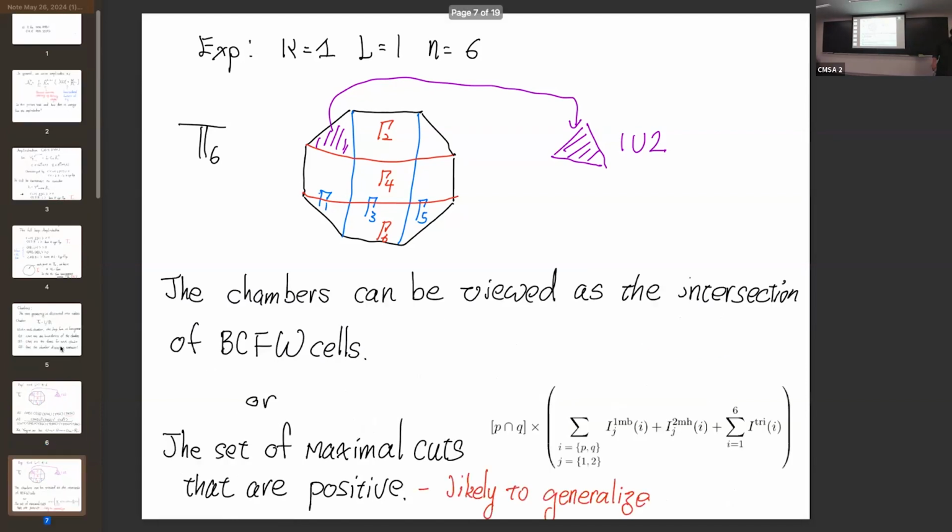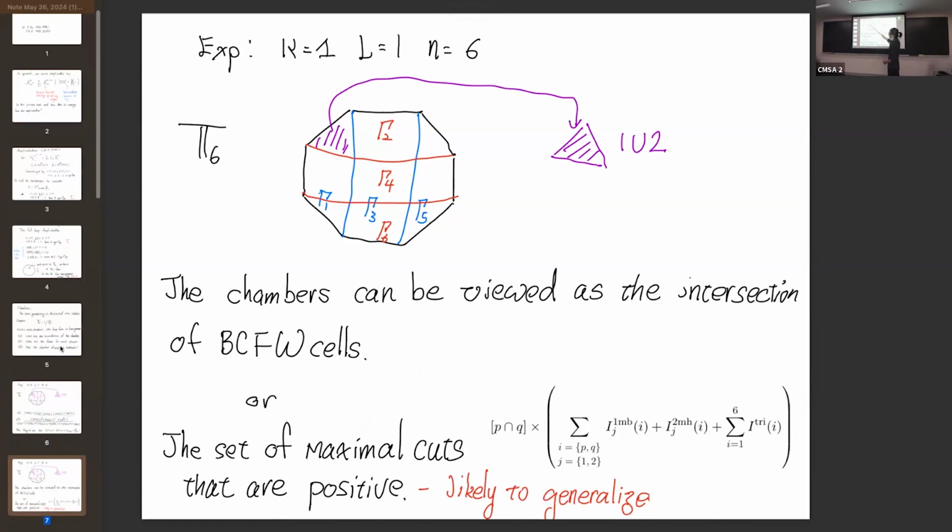Now, so what is actually the loop form? Okay, so in this context, you can say that the chambers are identified in another way. They can be viewed as the intersection of BCFW cells. So at this level, you can either say it's the intersection of BCFW cells, or there's an alternative way of saying what it is. It's basically the set of maximal cuts that are positive.